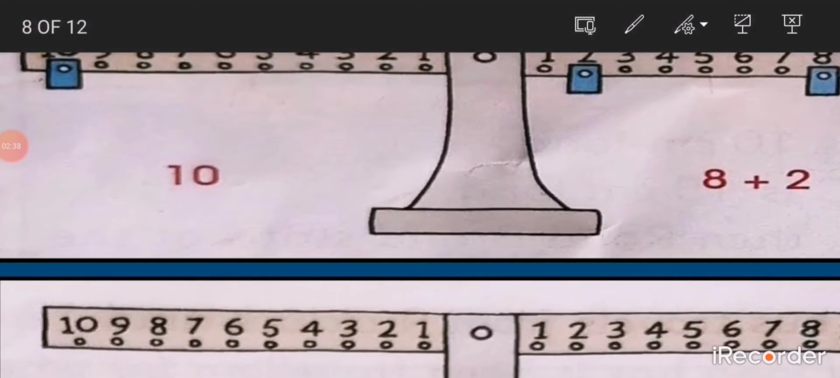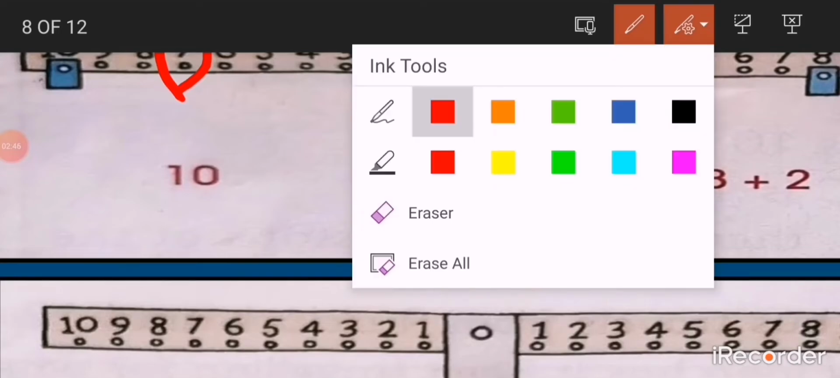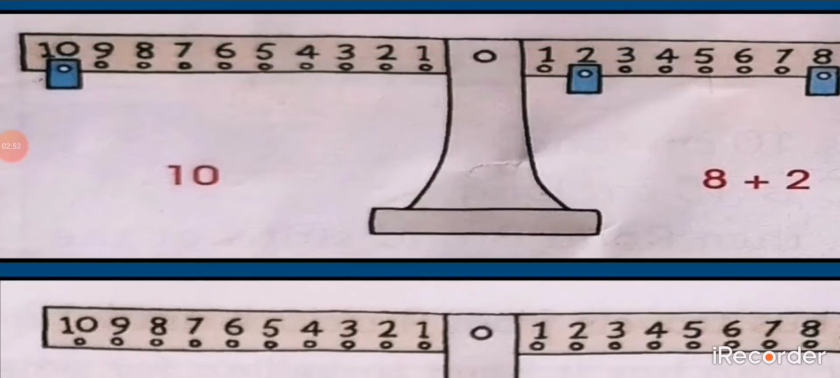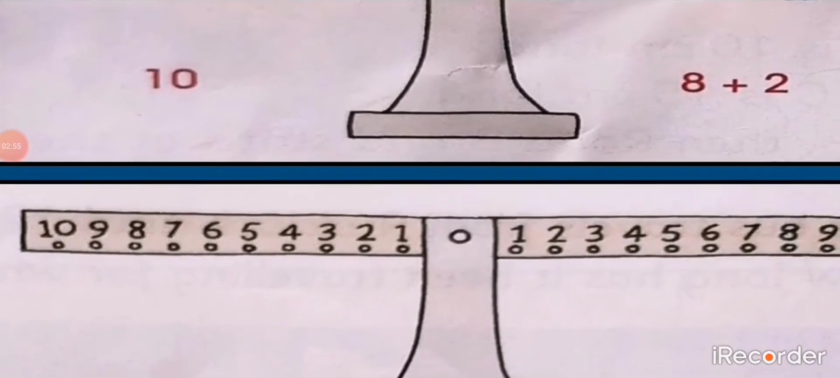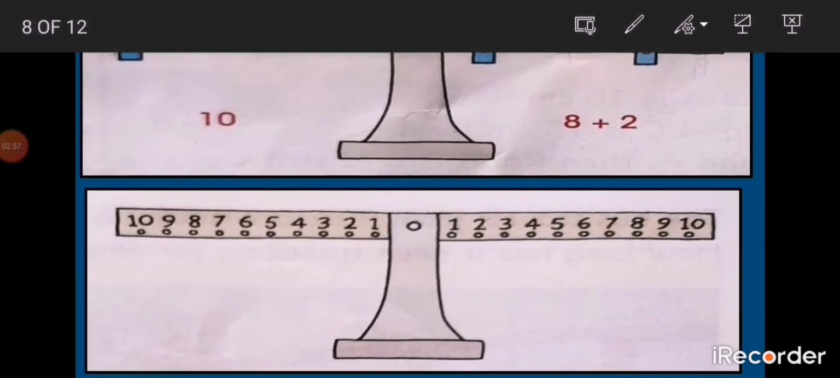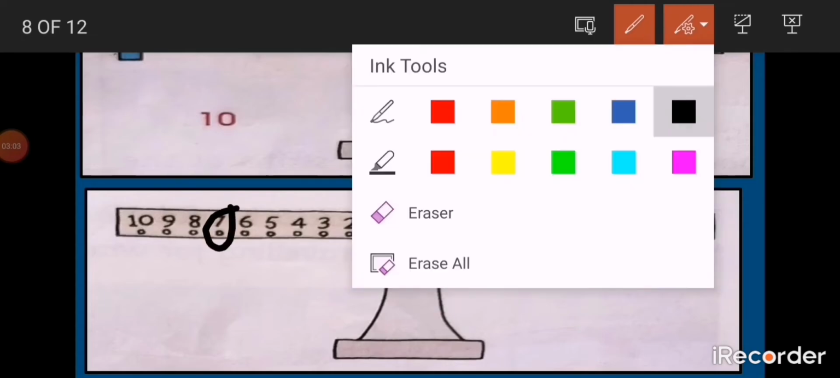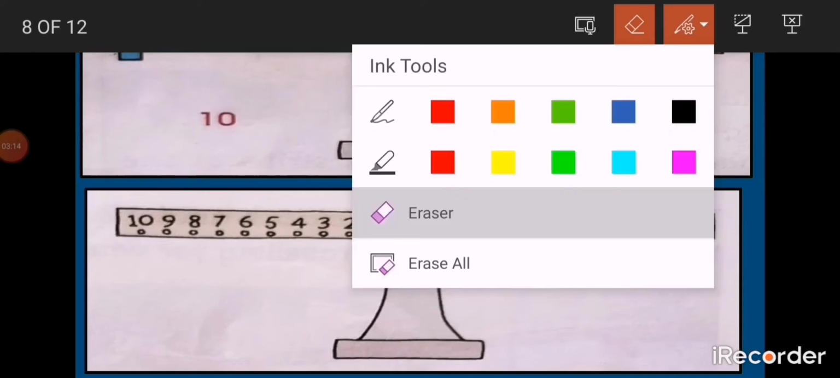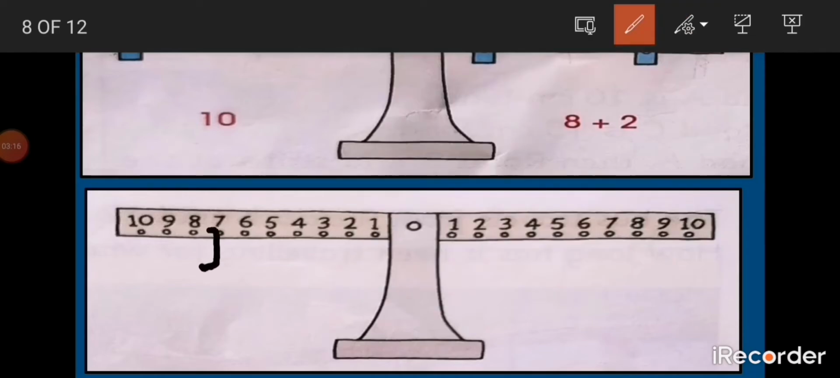Now, if you want to balance number 7 here, or you will hang the weight on number 7, which two numbers will balance on the other side? Which two weights will be hung on the other side to balance number 7?